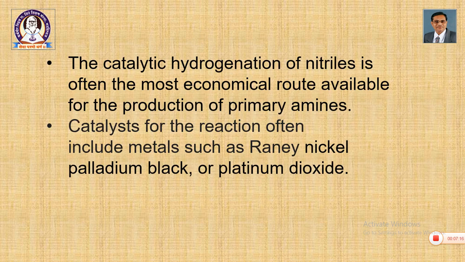Second method: the catalytic hydrogenation of nitriles is often the most economic route available for the production of primary amines. Catalysts for the reaction often include metals such as Raney nickel, palladium black and platinum dioxide. So from nitriles we can obtain amine by the second method.